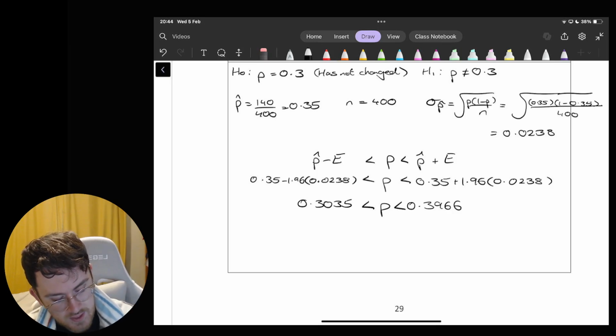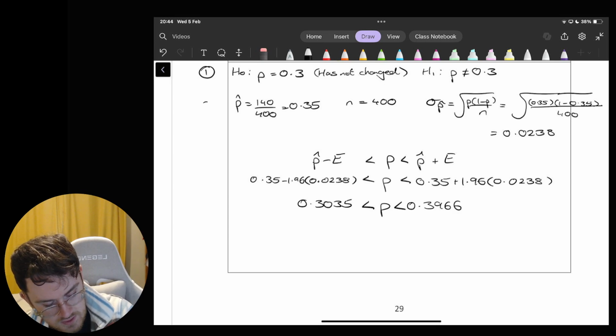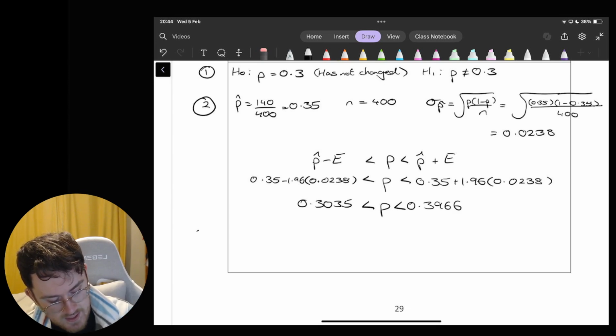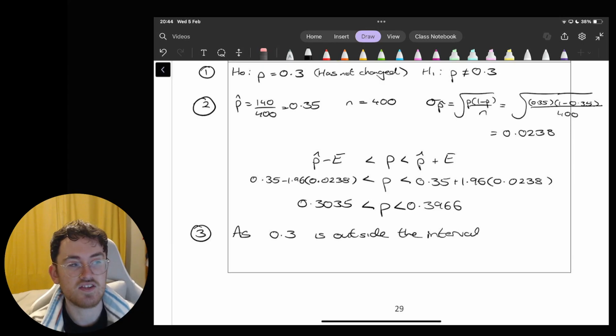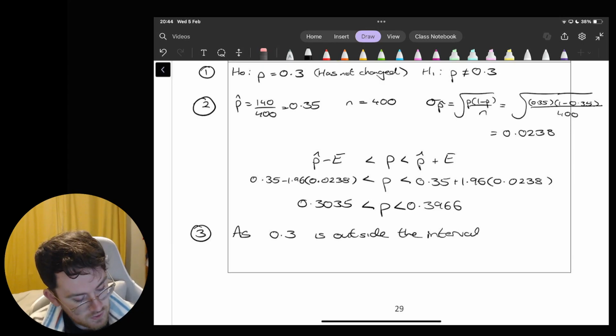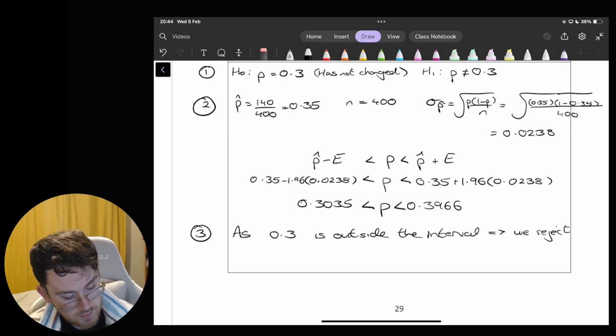Okay, so this is step 1. This is going to be step 2, our test. Step 3 is to make a decision. As 0.3 is outside the interval, okay, so we can kind of see that there, 0.3 is not included in this range of values. We are then going to reject that claim or that hypothesis. We reject the null hypothesis.